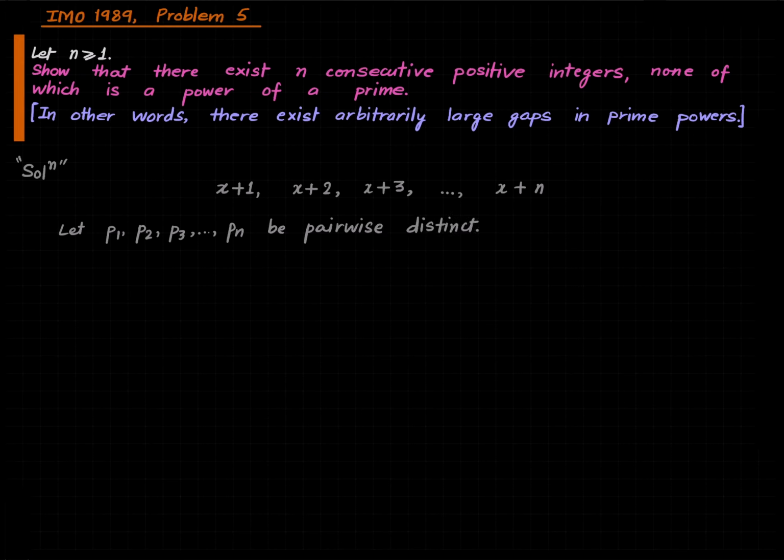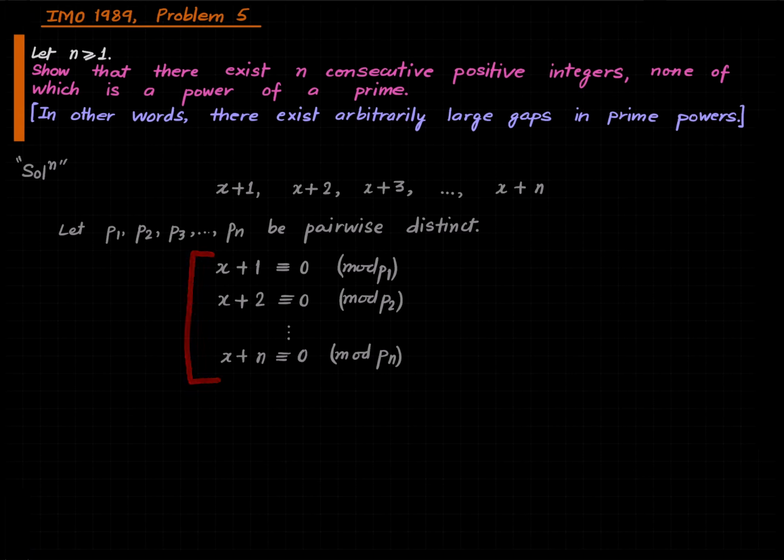Fix pairwise distinct primes p1 up to pn, and form these congruences. So first congruence is x plus 1 congruent to 0 modulo p1. Second is x plus 2 congruent to 0 modulo p2. And so on. x plus n congruent to 0 modulo pn. By the Chinese remainder theorem, there is an x which satisfies all of these congruences.